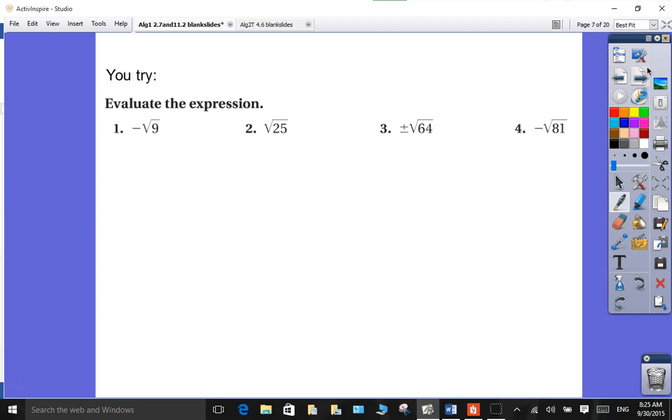What's the square root of 9? Right, the square root of 9 would be 3, but it has a negative in front, so you say negative 3. The square root of 25. Do you also put plus negative 5? You just put the plus, right? Plus or minus the square root of 64 would be plus or minus 8. And negative square root of 81 would be negative 9. Okay, so unless it's otherwise indicated, assume they mean positive.